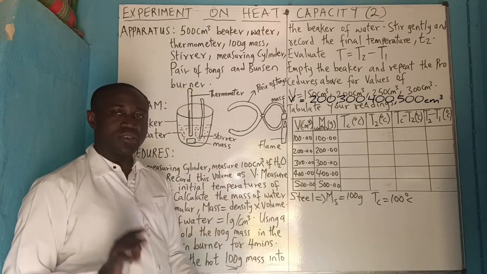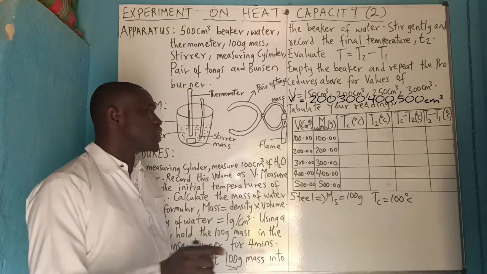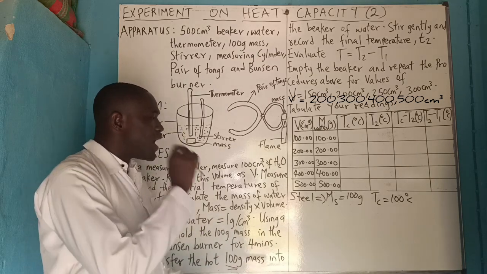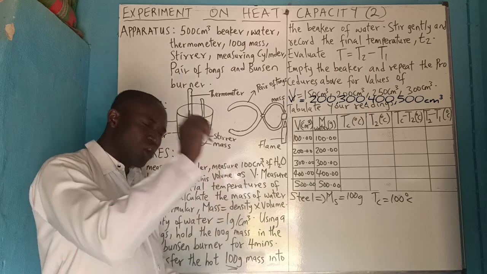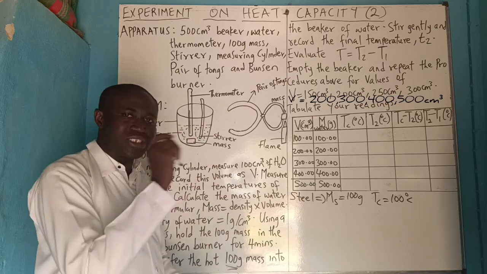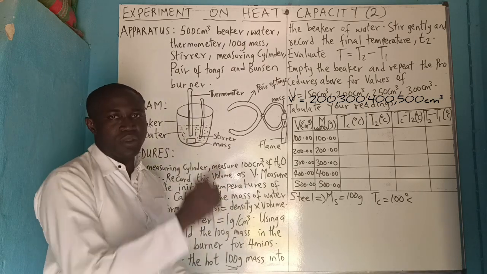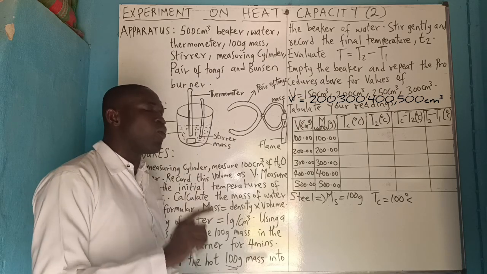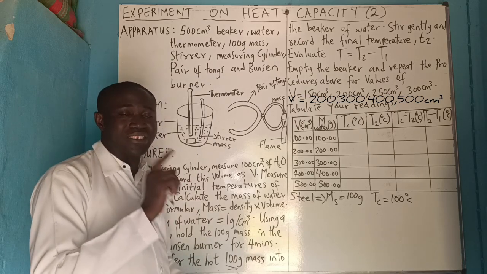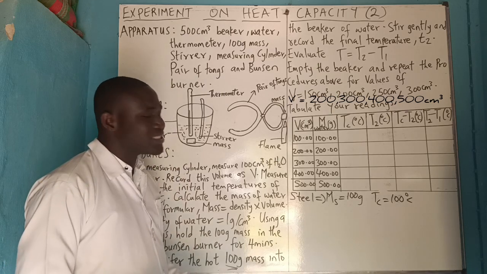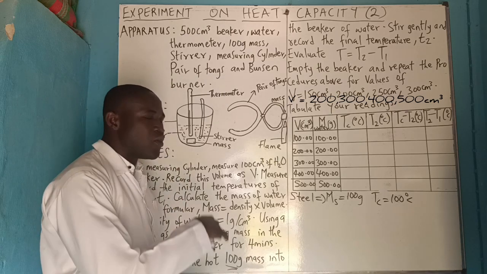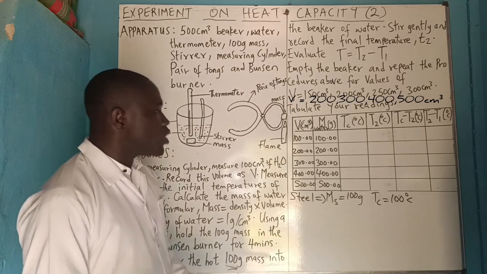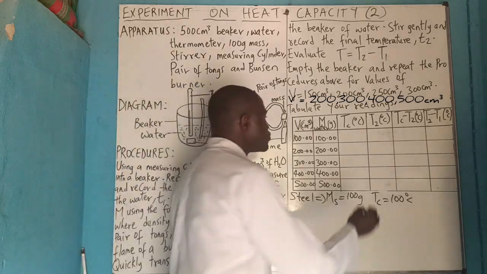That means one of the precautions you have to note here is that care was taken to see that the mass is heated at 100 degrees Celsius each time the experiment is repeated. Once you are not able to heat it to 100 degrees Celsius, you will realize that you will get different values and your experiment will not be perfect. That is one. So that means the TC is constant. We'll write it here.